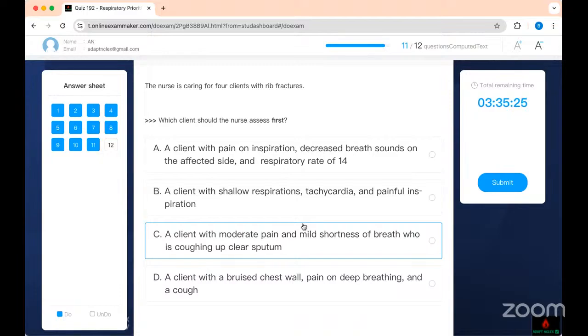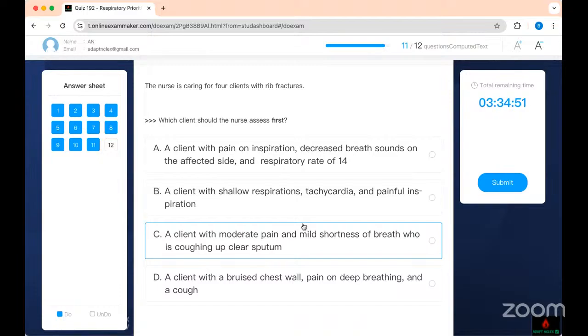Respiratory rate of 14. It's still not great, right? Shallow respirations. That means he's either breathing fast or basically not getting any oxygen in, and still tachycardic, and it's painful inspiration. That means this may have a pneumothorax in addition. Moderate pain, mild shortness of breath, and clearing. If you're coughing and you have rib fractures, it's a good sign. That means your lung is functioning.